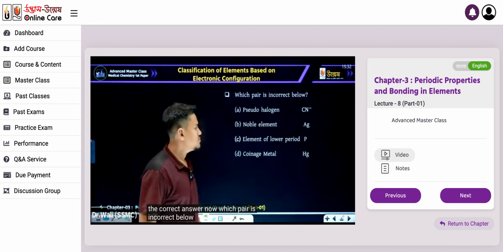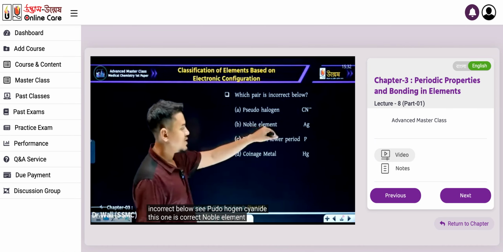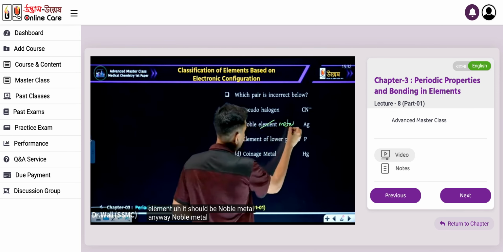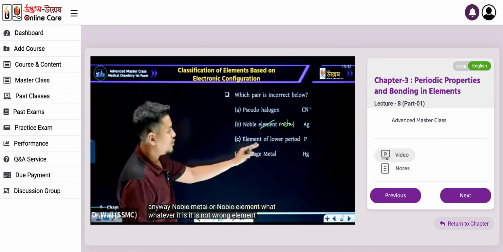Now, which pair is incorrect below? See, pseudo halogen cyanide, this one is correct. Noble element silver, this one is correct. Actually, noble element, it should be noble metal. Anyway, noble metal or noble element, whatever, it is not wrong. Element of lower period.